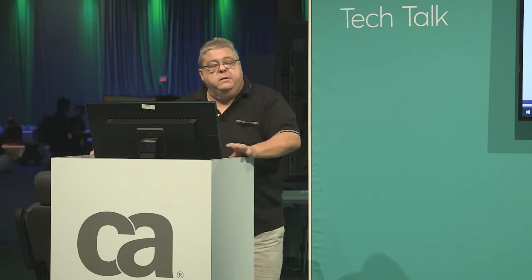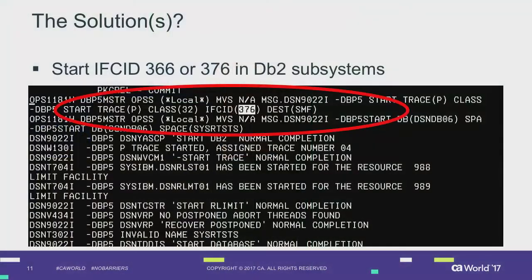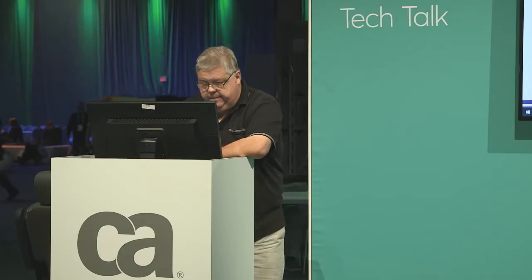The first thing we did was start the IFCID in our Db2 production environments. And those get written to SMF. We use CA's SMF manager to pull that data off on a nightly basis.